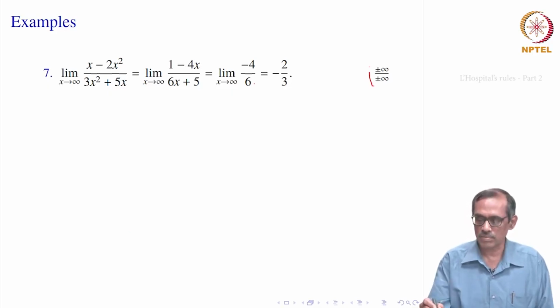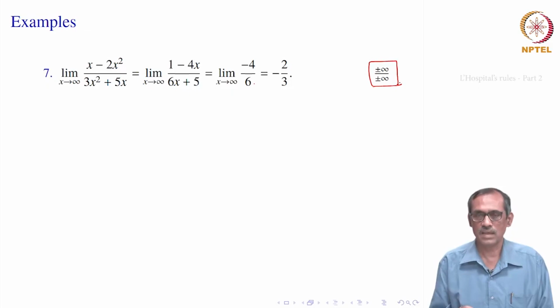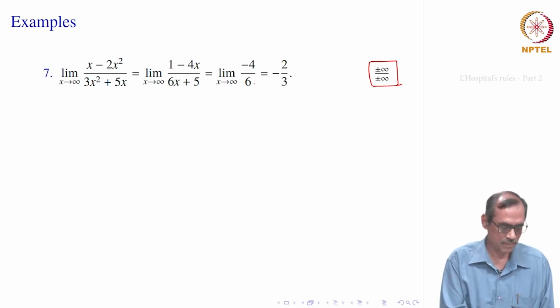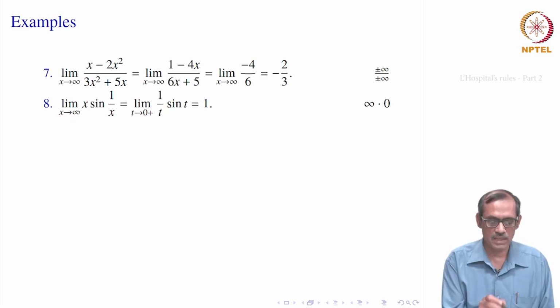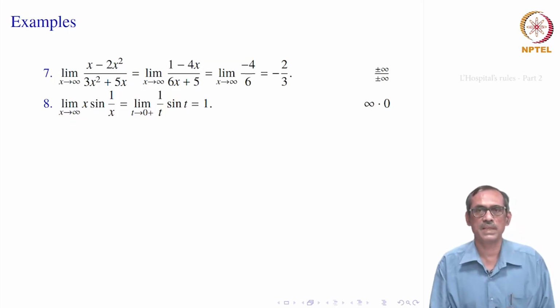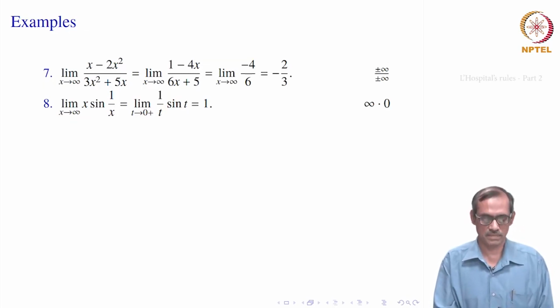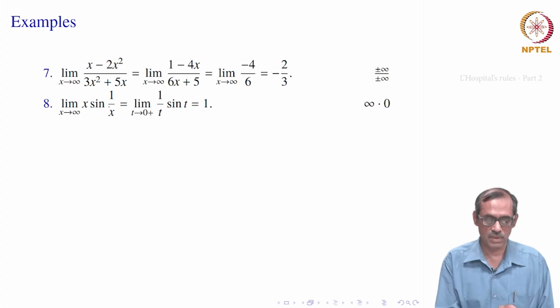So, the indeterminate forms we have met here are of this form, infinity by infinity or minus infinity by infinity and so on. That is quite straightforward, but the limit is now to infinity. Similarly, let us find the limit as x goes to infinity of x into sin 1 by x. Sin can give trouble, that is why it is put this way. We had done it in a different way earlier, but let us see.